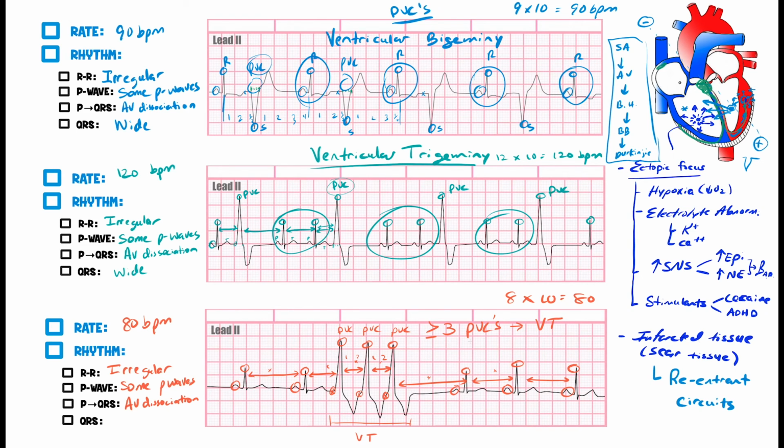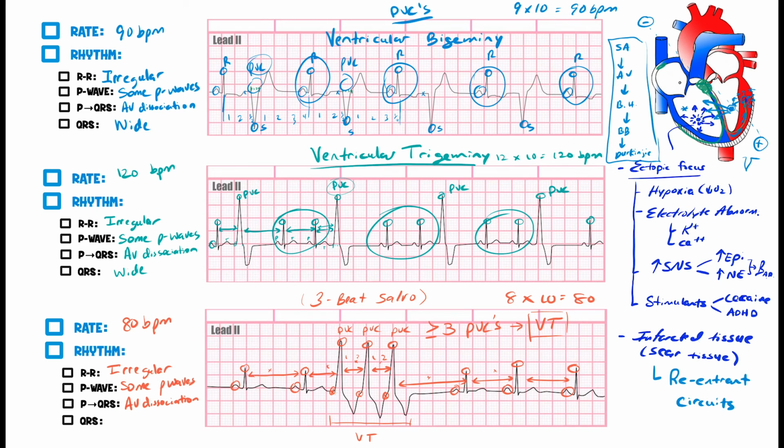But whenever you have 3 of these in a row, it is now considered to be pathological, and we call it VTAC. There's actually a special name for this one. They call it a 3-beat salvo. Sometimes they call it a PVC triplet. But again, this is basically considered to be pathological. So whenever you have 3 or more PVCs in a row, it's considered to be VTAC. And we'll talk a little bit more about that later.